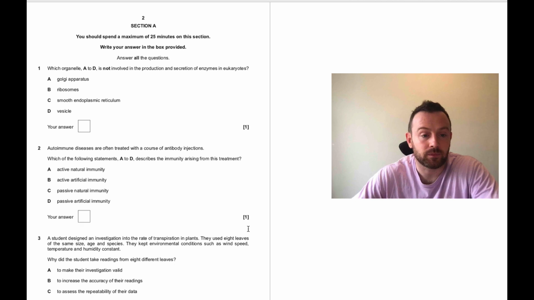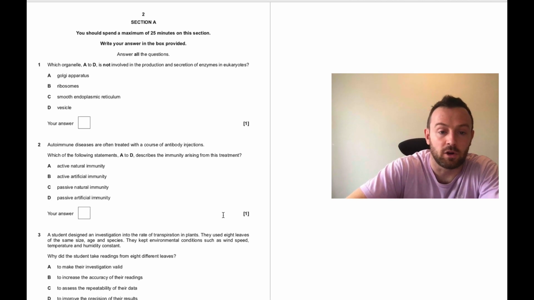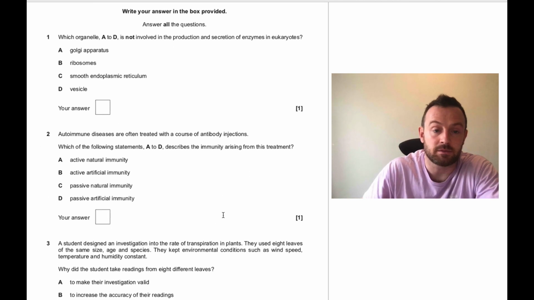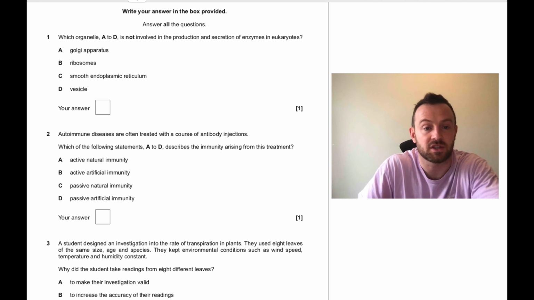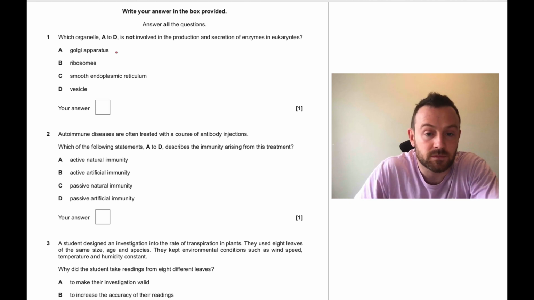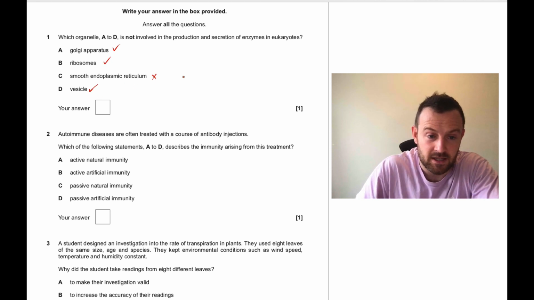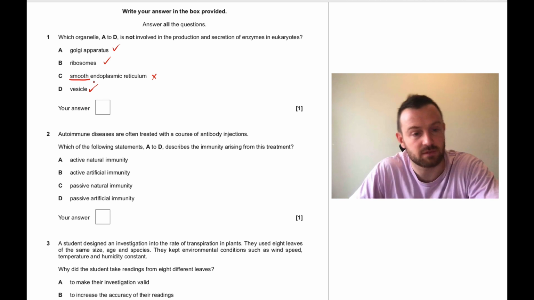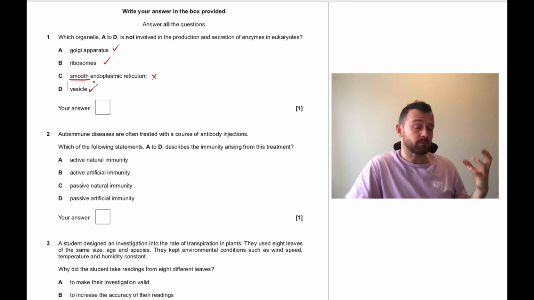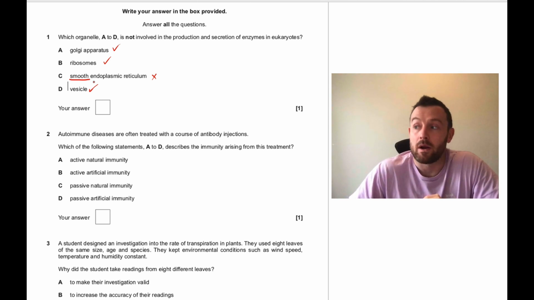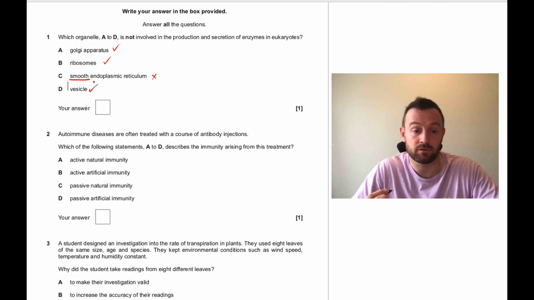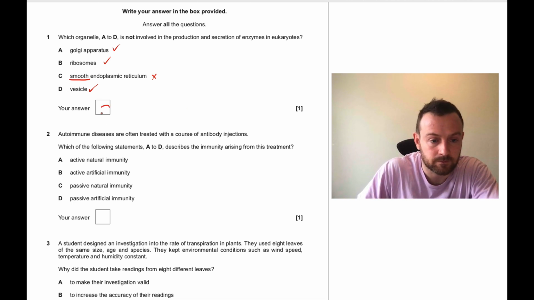All right, number one. Which organelle is not involved in the production and secretion of enzymes in eukaryotes? So the best way to do this is always just go through it. So that is, yep, secretion, ribosomes, that is. This isn't, okay? This is. This one, smooth is the key word, because smooth endoplasmic reticulum is about lipid and steroid synthesis, whereas the rough endoplasmic reticulum is involved in protein synthesis. So the answer is C.